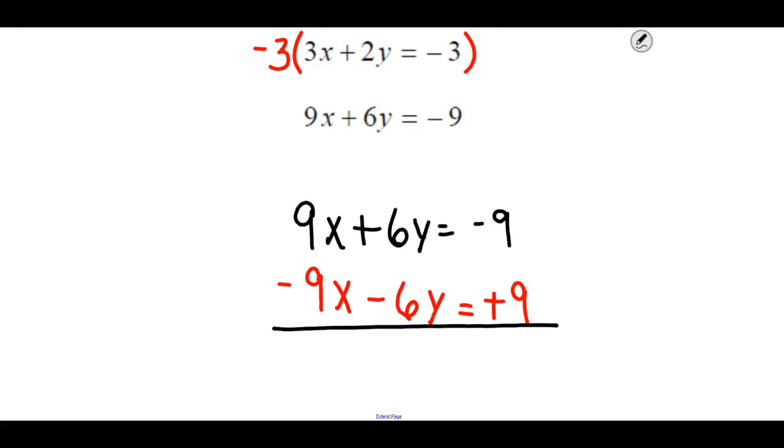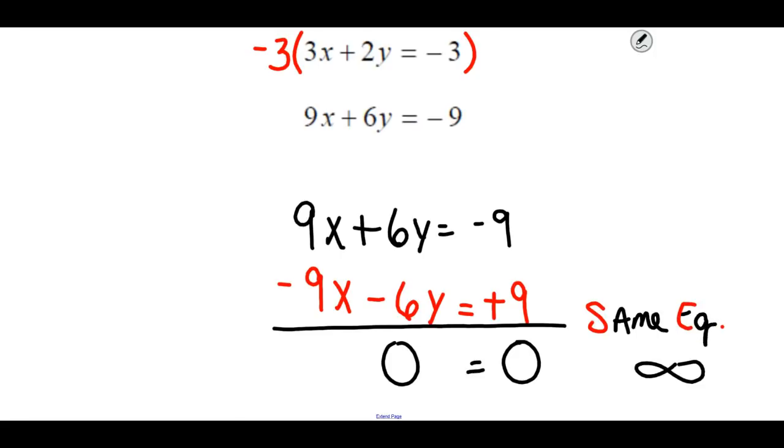And if you notice, in this one, all of this on the left side goes to 0. All of this on the right-hand side goes to 0. So if I have 0 equals 0, these are the same equation, which means you have an infinite number of solutions. So I don't have to put anything back in. I'm done.